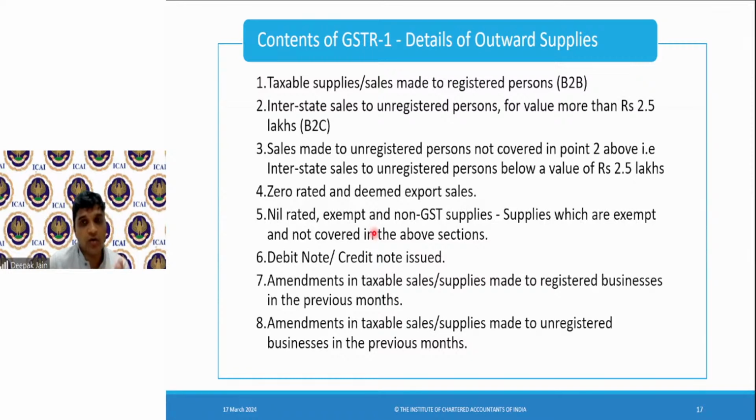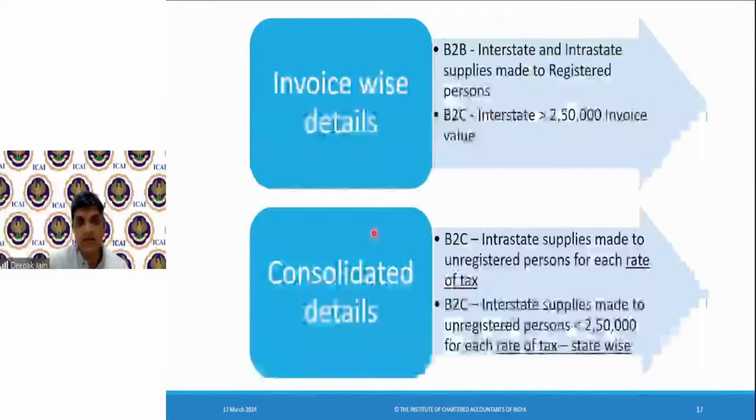If you are under the QRMP scheme, you have to give less details; if you are under the regular scheme, you have to give more details. Nothing like that. This information is same, but the requirement says that if you are making a supply to a B2B customer, he has to get the credit. There is no option. You will have to mention invoice wise details. Now B2B can be interstate or intrastate. If he is a registered person, he wants the credit, so you will mention invoice wise details.